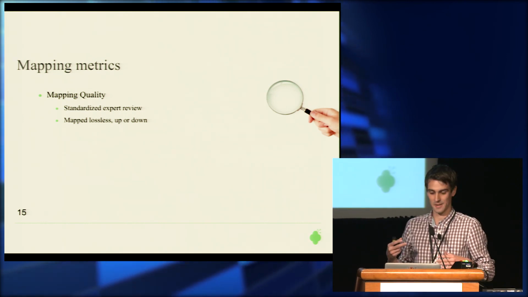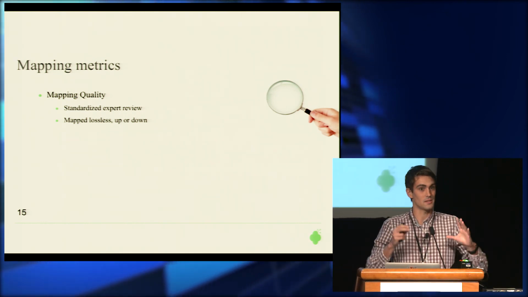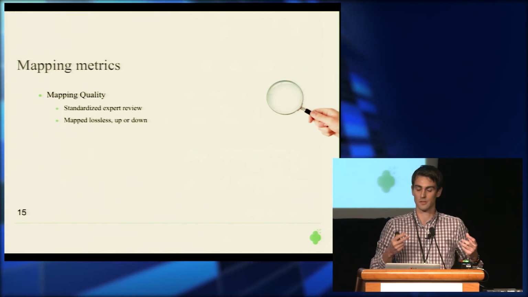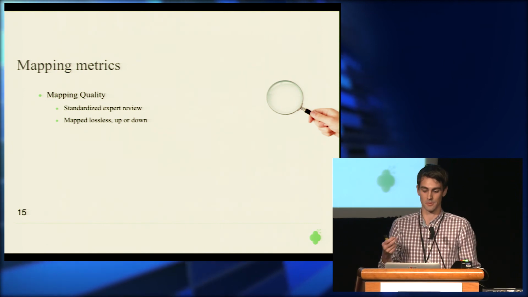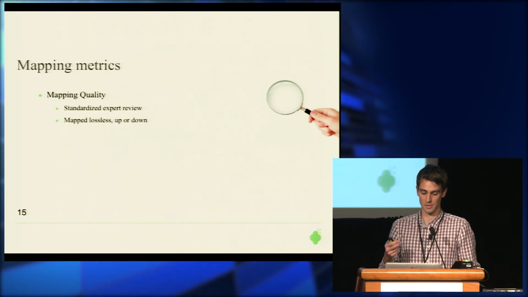It would be really great if such an expert could indicate whether the mapping was lossless, or mapped up or down in the hierarchy.